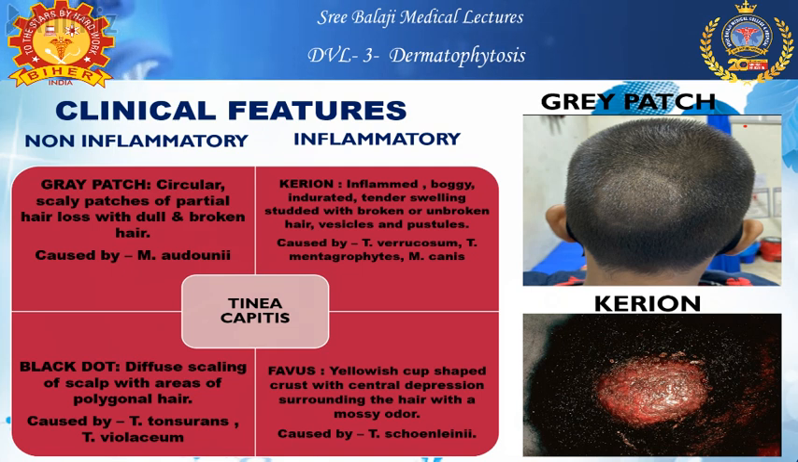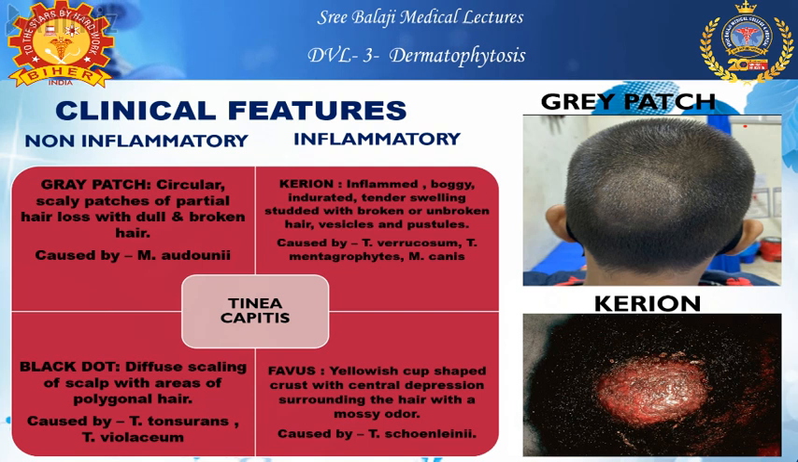Then the third variety is the inflammatory type, which is the Kerion. Kerion is an inflamed, boggy, tender swelling which is studded with pustules. The importance of this Kerion type is that once it resolves, it usually resolves with scarring. That is the main complication which is seen with the inflammatory tinea.